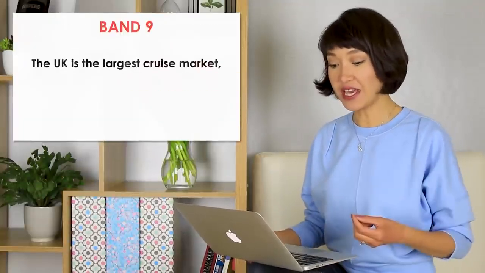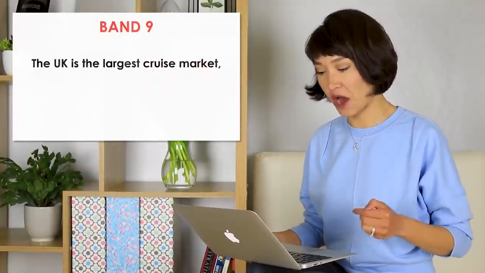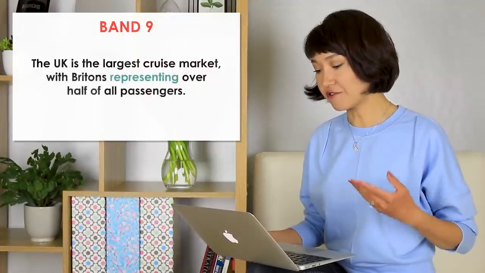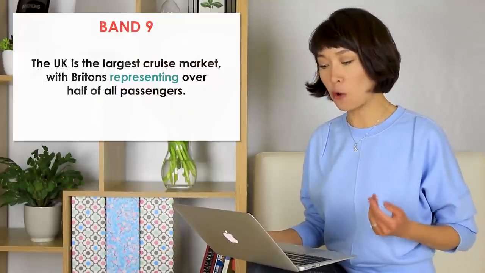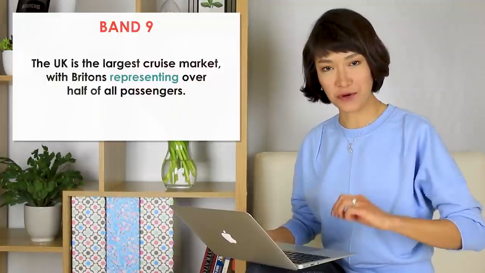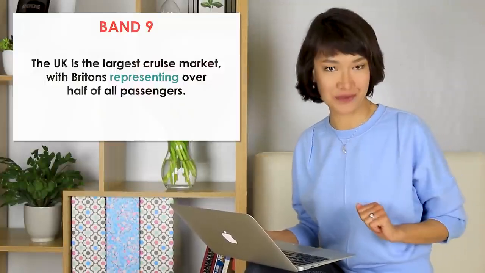What do you need to write a band 9 sentence? Well, that's where you have to think what lies behind these numbers. What's the pattern? What's the trend? For example, we could say the UK is the largest cruise market. That's the trend. With Britons representing over half of all passengers. And that's my support. I prove my claim with some numbers.